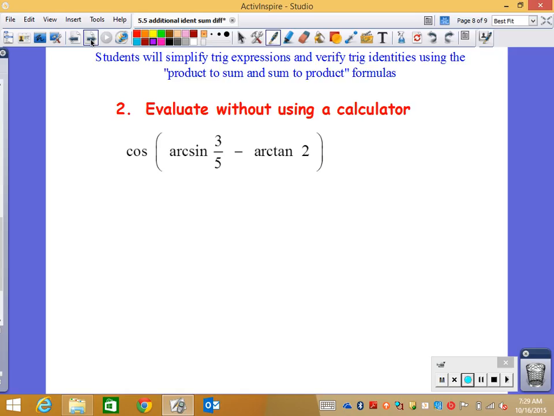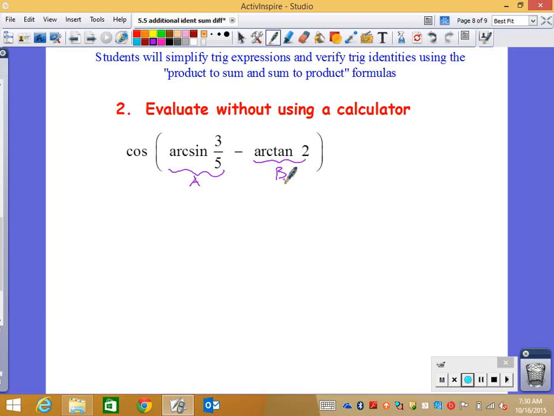Let's do one more. The cosine of the arcsine of 3 over 5 minus the arctan of 2. Well, we need to think for a second, what is the arcsine of 3 over 5? And what is the arctan of 2? Those are just angles. So really what we have here is a cosine of an angle minus an angle. Sorry, my apologies, just cosine of A minus B.